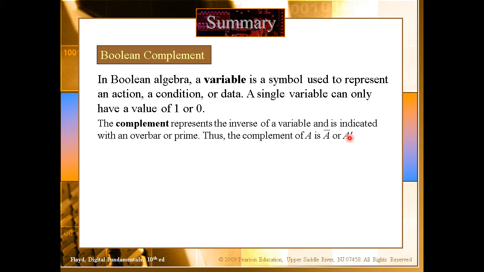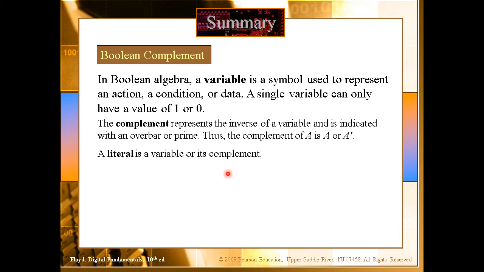Now, in this class, we use primes, as you have already seen, because we cannot draw bars on top of the expressions. But no matter whether we use the bar or the prime, the meaning is the same. You can probably connect this with the inverter, because you have seen that the inverter just reverses the logic, making it opposite. So it's pretty similar in Boolean algebra.